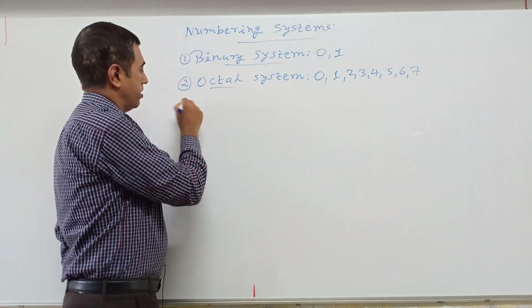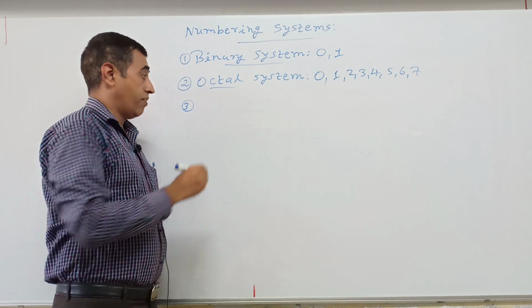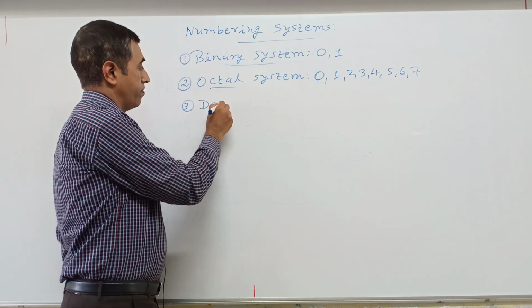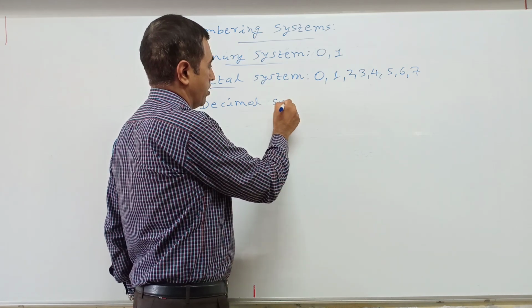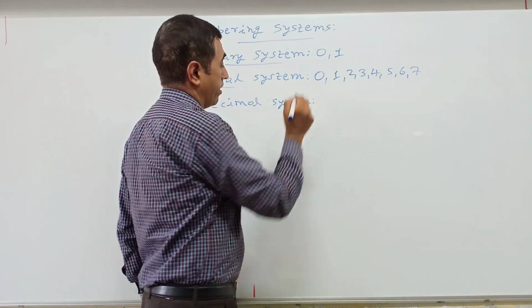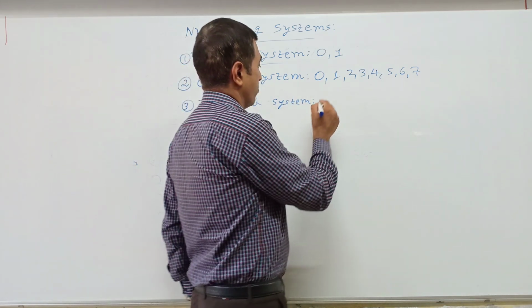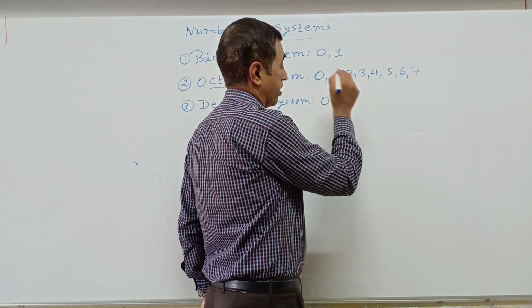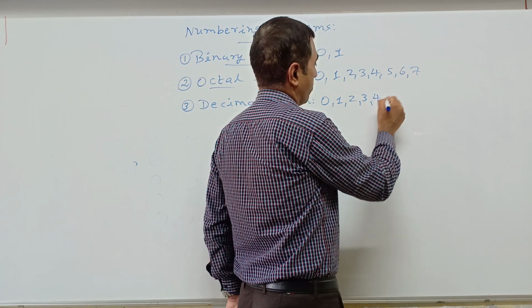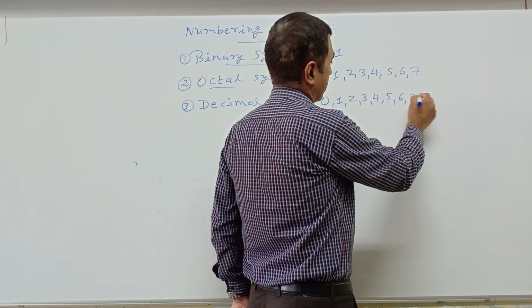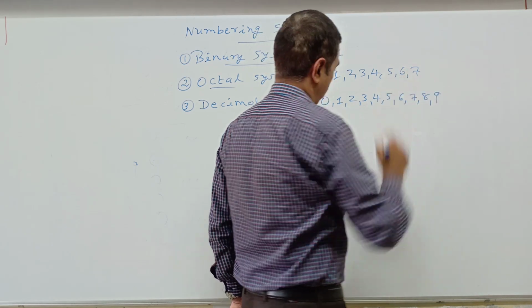The third numbering system is our own numbering system, that is decimal numbering system. And in decimal numbering system, you know, there are 10 digits, 0, 1, 2, 3, 4, 5, 6, 7, 8 and 9.